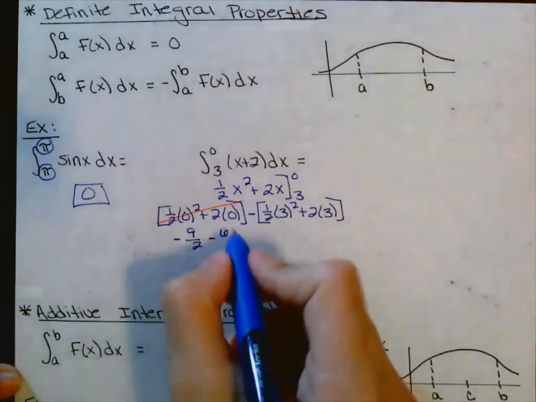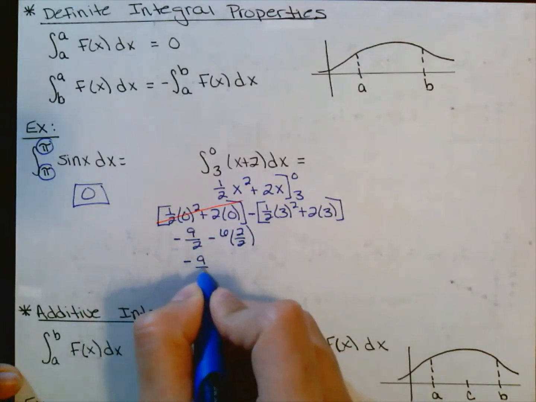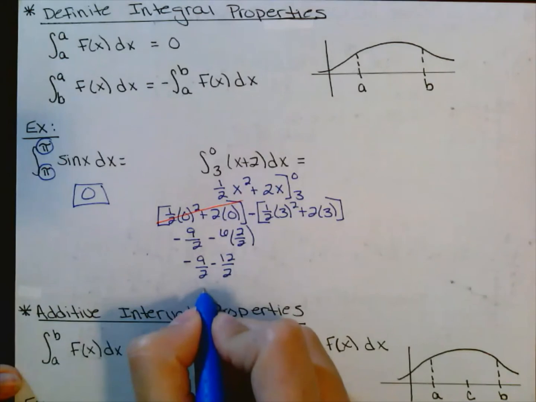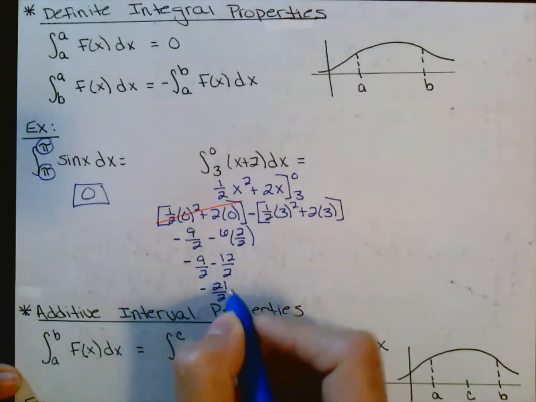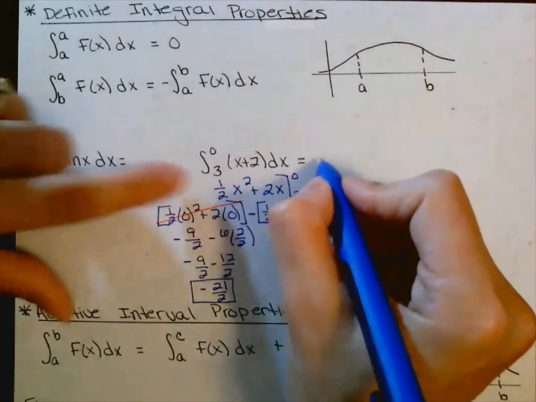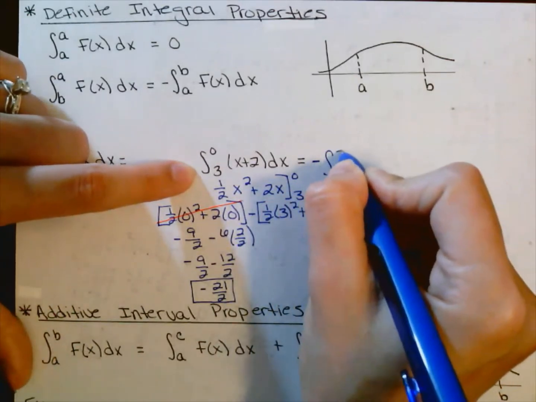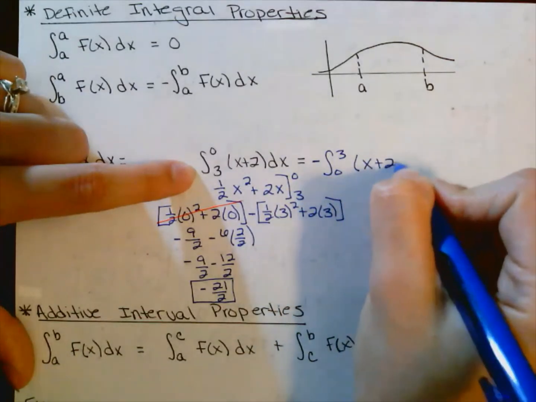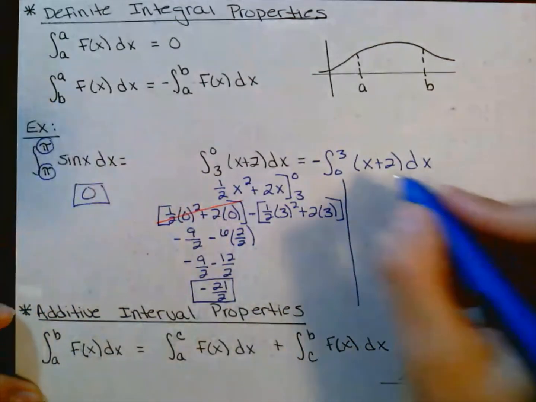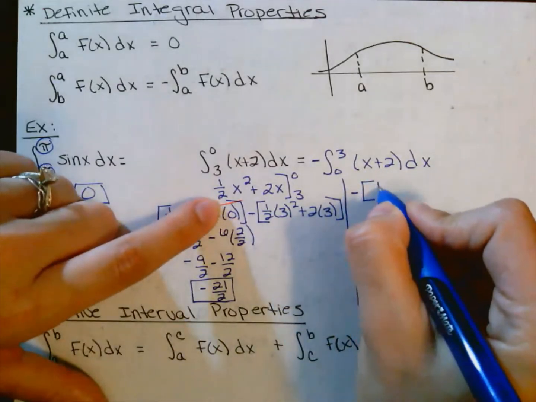Get a common denominator. And I have negative 9 over 2 minus 12 over 2. And here I get negative 21 over 2. Now, let's use that property. The property says I can flip this order, take out a negative, and be writing the integral from 0 to 3. Let me draw a line here so we don't mix it. So, I'm going to pull out that negative here. Antiderivative is the same antiderivative here.